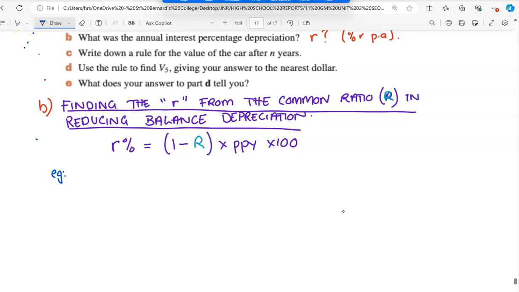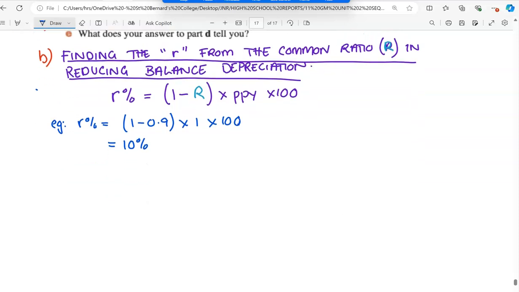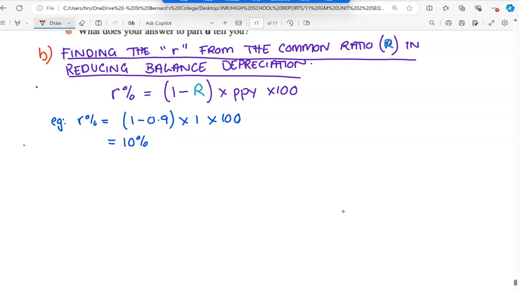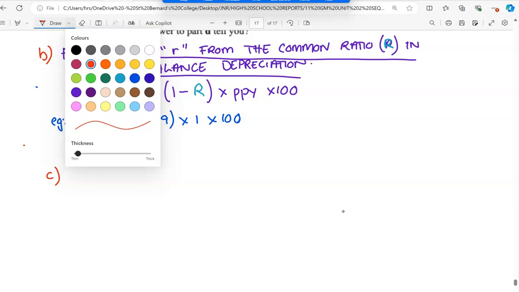In the example up here, we're going to find the R%. So it's 1 minus 0.9, because that was the R value up there. Then we times it by 1 because PPY is 1, and we times it by 100, and we end up with 10%. I know it's very easy to see that, but the reason I'm showing you is that they're not going to ask in year 12 just what is it. They're going to say it's 10%, show it. So you have to write a formula and show that out. So it's important to get used to writing that formula out and showing all the working out.